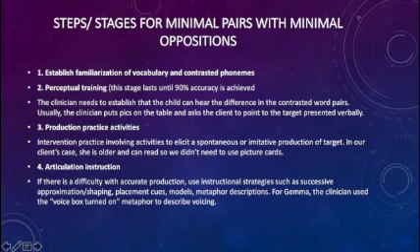Number 1, establish familiarization of vocabulary and contrasted phonemes. Number 2, perceptual training. In this, the clinician needs to establish that the child can hear the difference in the contrasted word pairs. Number 3, production practice activities. This involves activities to elicit a spontaneous or imitative production of the target. Number 4, articulation instruction. If there is difficulty with accurate production, use instructional strategies such as successive approximation shaping, placement cues, models, or metaphor descriptions.